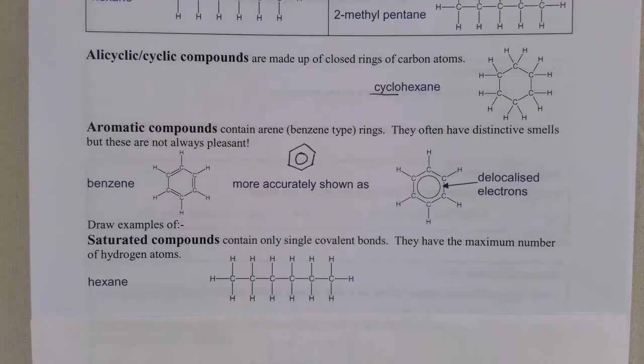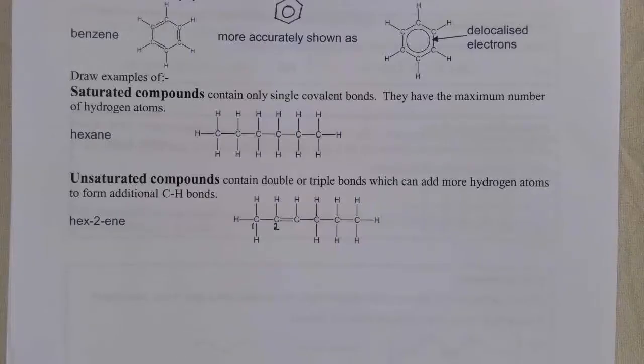Saturated compounds only contain single covalent bonds, and they have the maximum number of hydrogen atoms possible. So again, hexane would be an example of a saturated compound. Whereas an alkene, for example, would be an example of an unsaturated compound. They contain at least one double bond, and you could add more hydrogen atoms, so they don't have the maximum number of hydrogen atoms possible, because you can add hydrogen across this double bond.